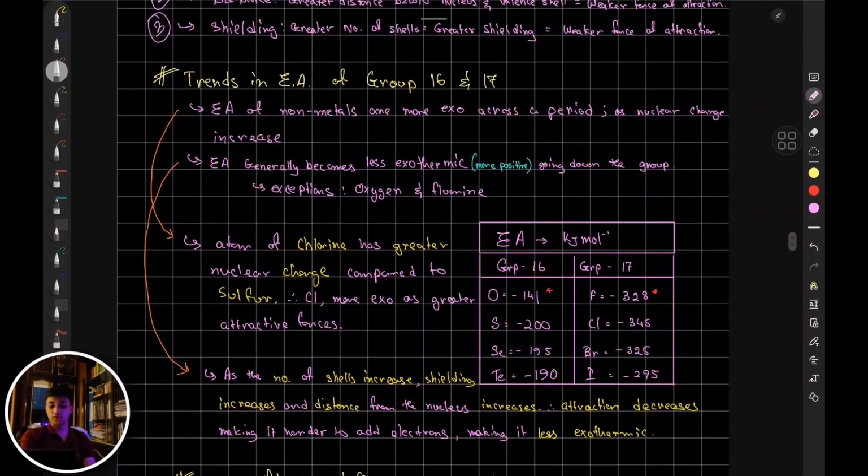Next up, we have trends in electron affinity of group 16 and 17. So basically, electron affinity applies for non-metals. So we're talking about group 16 and 17.